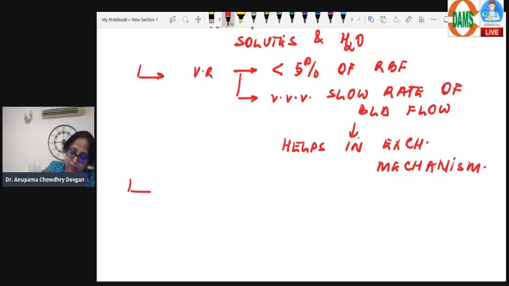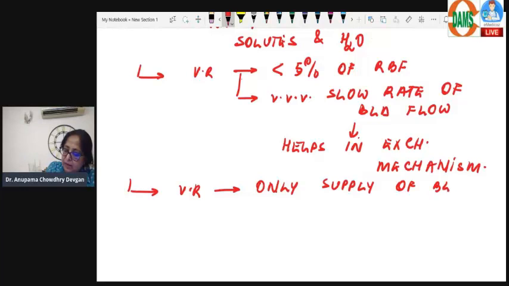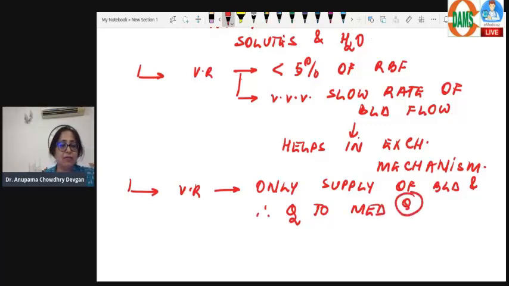Then another important point, vasa recta are the only supply of blood, and therefore oxygen, to the medulla. And this was an AIIMS question which was asked in 2017: the supply of blood, and therefore oxygen, to the medulla is by the vasa recta. This is the only supply.